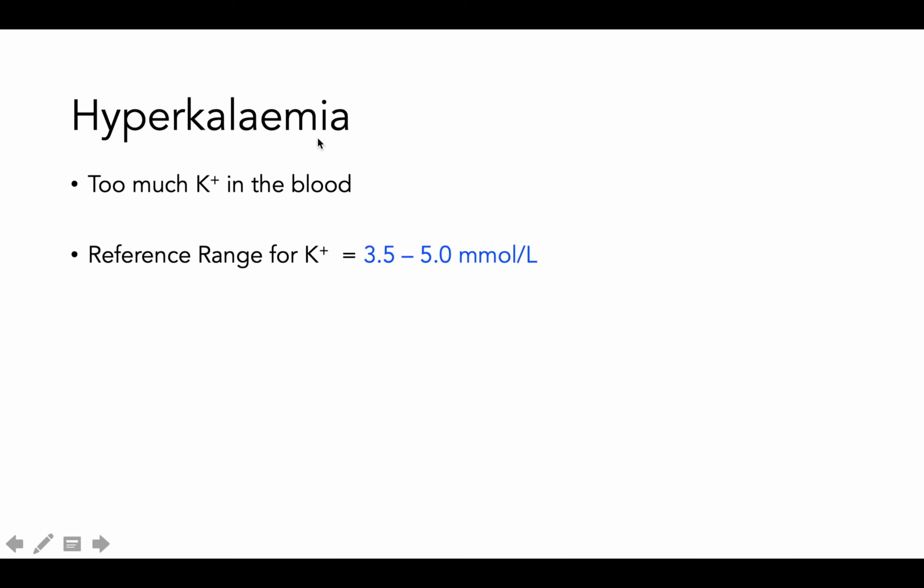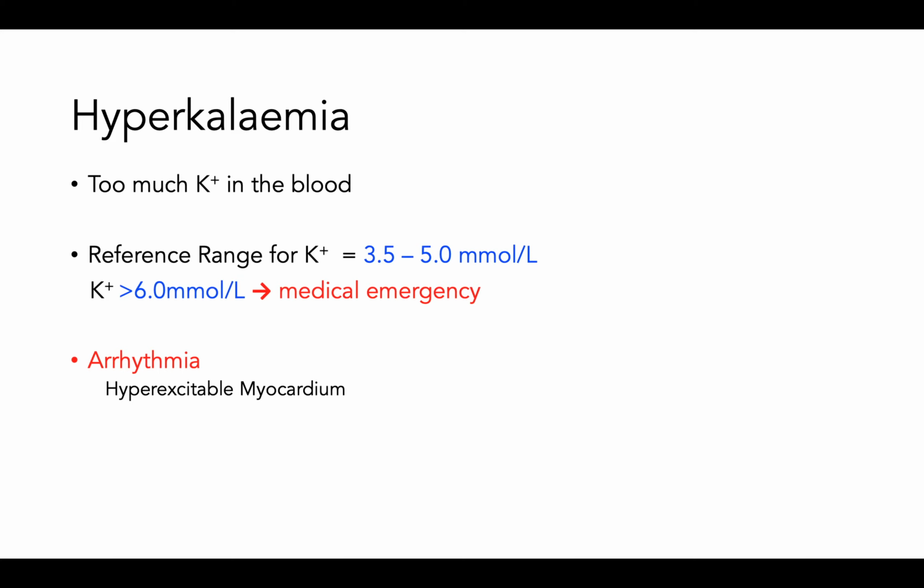So breaking this down, hyperkalemia refers to hyper, too much, kal, potassium, emia, in the blood. The reference range for potassium is given as 3.5 to 5. Some sources say 5.3 actually. But the thing to really be aware of is that a potassium of above 6 millimoles per litre is considered to be a medical emergency, and the reason for this is that it predisposes you to arrhythmia by making the heart muscle hyperexcitable. Now this can be visualised on the ECG by a very specific set of abnormalities, which we're just about to talk about.